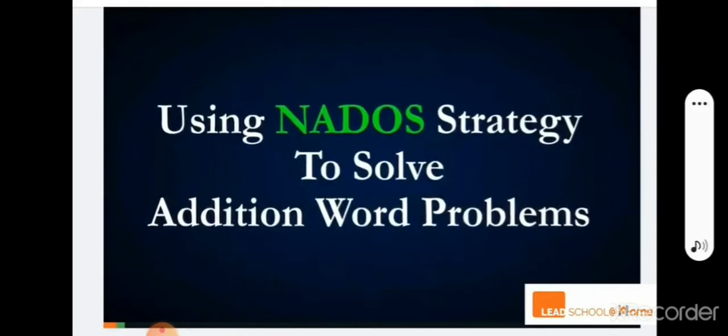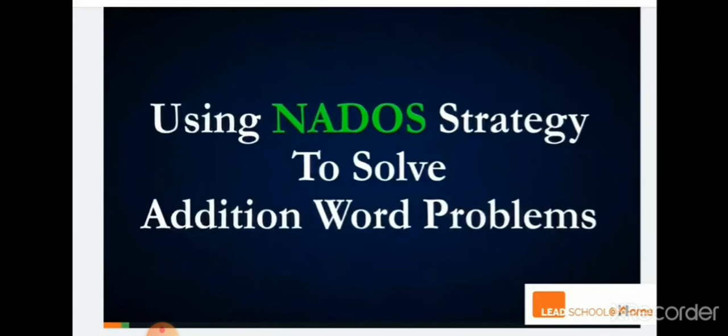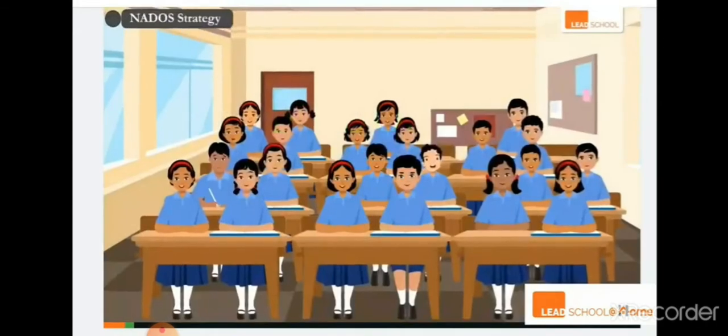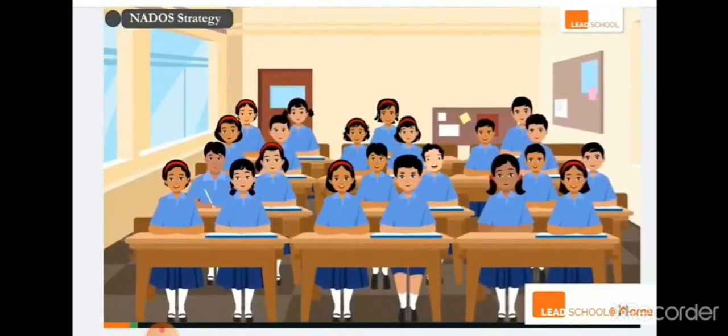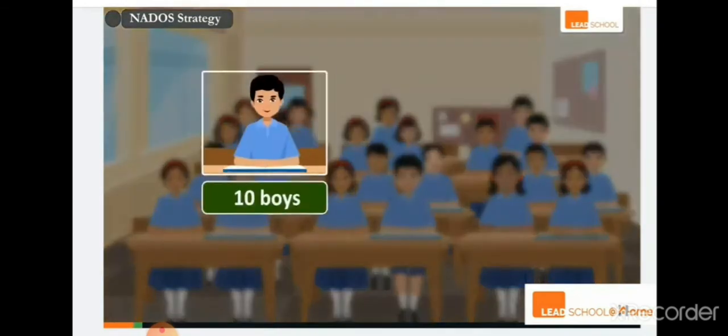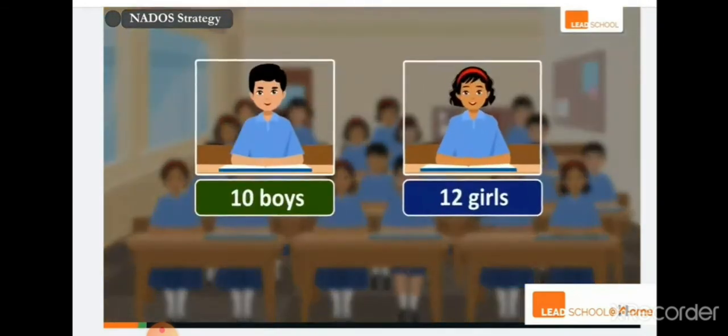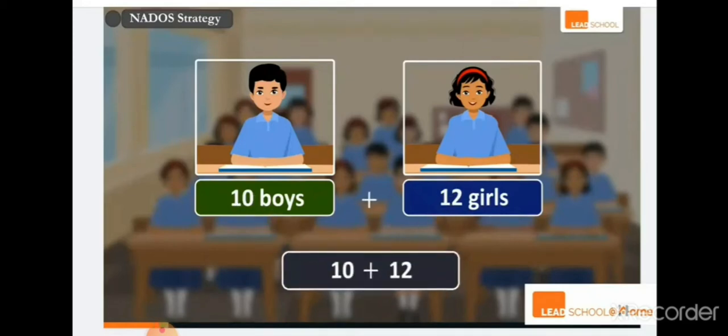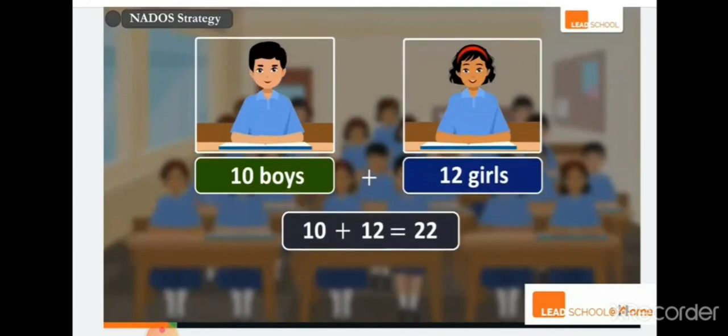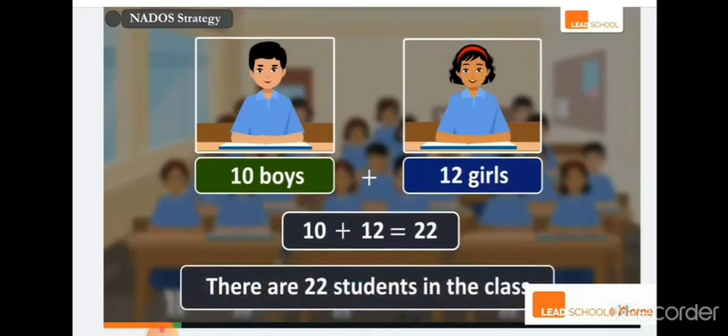Using the NADOS strategy to solve addition word problems. Hello students. Here is a classroom. There are 10 boys and 12 girls in this class. Can you tell me how many students are there in total? Yes, the total number of students will be 10 plus 12, which is equal to 22. So, the total number of students in the class is 22.